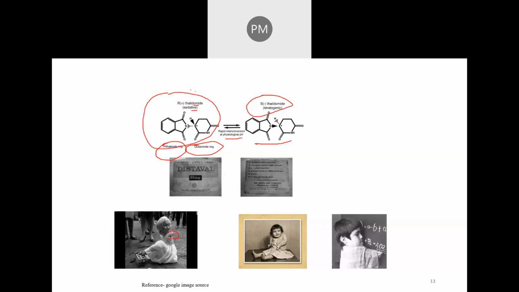Between the R and S isomers, only the R isomer helps with the disease, reducing the morning sickness, and the S isomer has the toxic effect. This toxic effect led to disabled babies. So we have to be careful with every molecule.